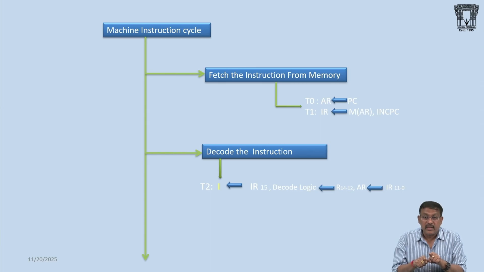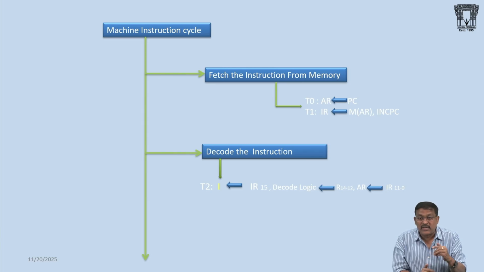If IR 12, 13, 14 bits are 000 to 111, they lie within 8 to E, because IR 15 is equal to 1. That means 8 to E. Now that instruction is a memory reference indirect instruction, because my IR 15 bit is equal to 1.